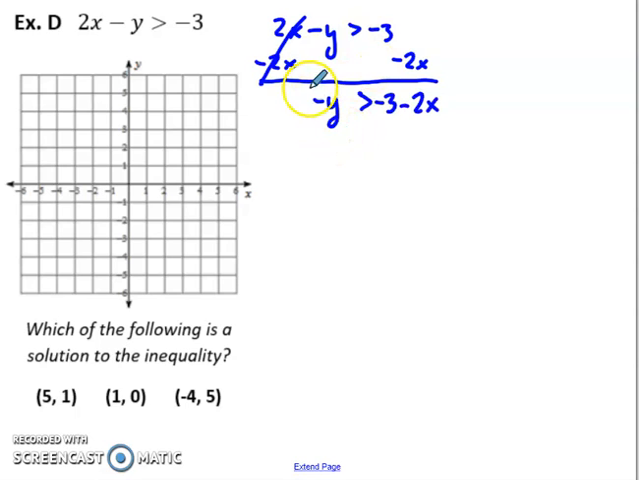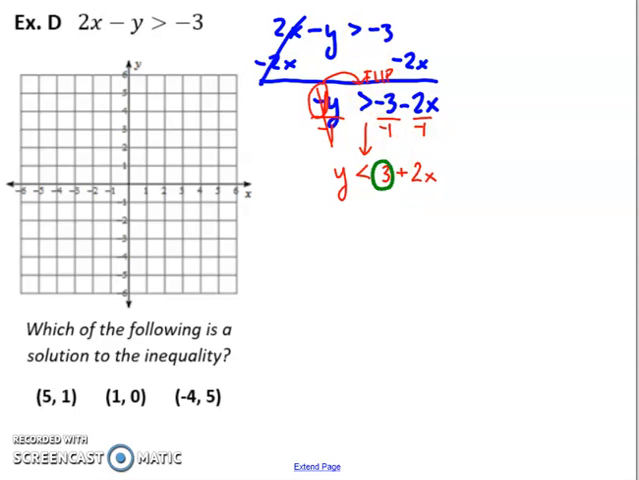And then we said we divide by the coefficient of y, which is negative 1. So divide everything by negative 1. Okay, so this is positive y. Ooh, we had a negative coefficient, so we have to flip our symbol. So that's going to change now to less than, and then negative 3 divided by negative 1 is positive 3. Negative 2 divided by negative 1 is positive 2x.